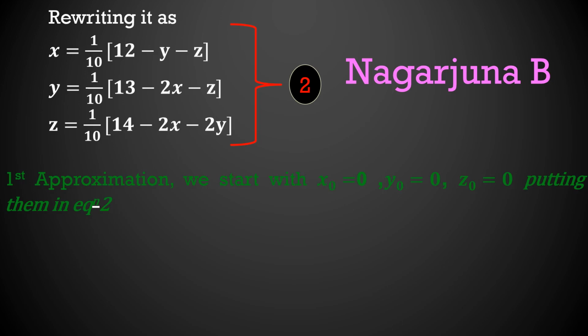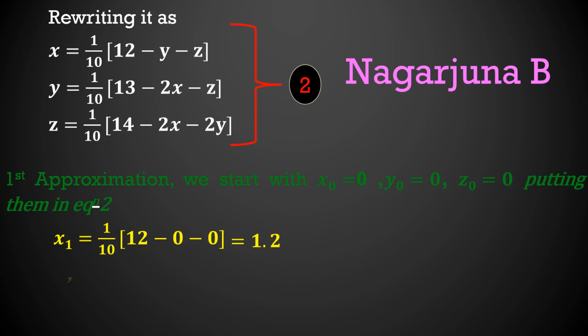So first x1 is equal to 1 divided by 10 into 12 minus 0 because y is 0 and z is 0. While simplifying, you need to write 12 divided by 10 because 12 minus 0 is 12. So 12 divided by 10 will be equal to 1.2.